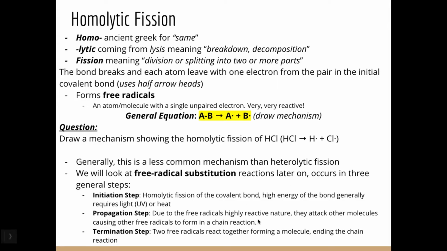So now moving on to the other kind of fission, the heterolytic fission. You might be able to infer, in fact I think I said it before, heterolytic fission, hetero, ancient Greek prefix, we're using it to mean different. So whereas in our homolytic fission, they were getting the same electrons when the bond broke, when there was a fission of the bond, they were getting one each.